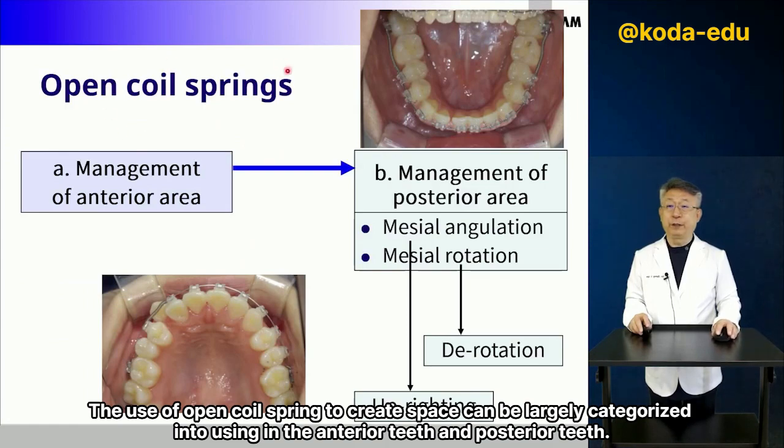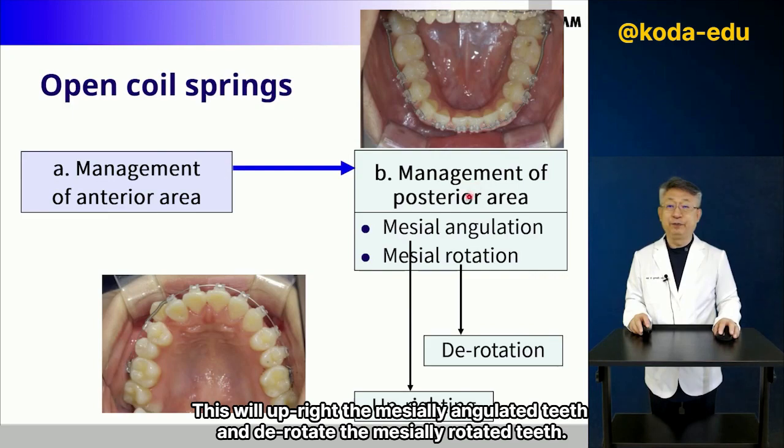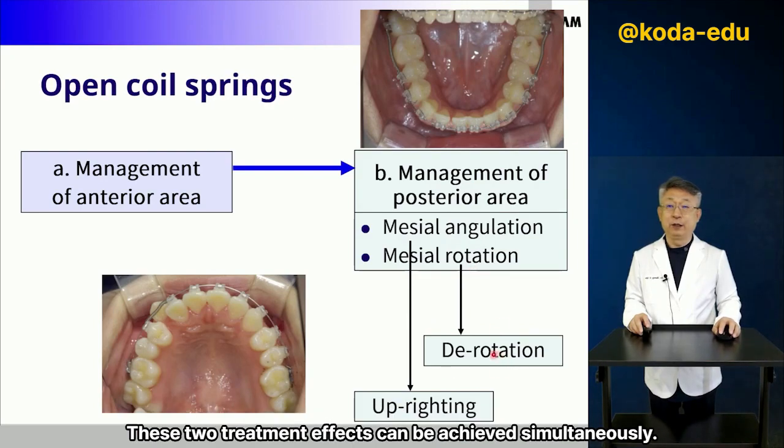The use of open coil spring to create space can be largely categorized into using it in the anterior teeth and posterior teeth. In MEAW orthodontics, it is basic to use open coil spring in the posterior teeth. This will upright the mesially angulated teeth and derotate the mesially rotated teeth. These two treatment effects can be achieved simultaneously.